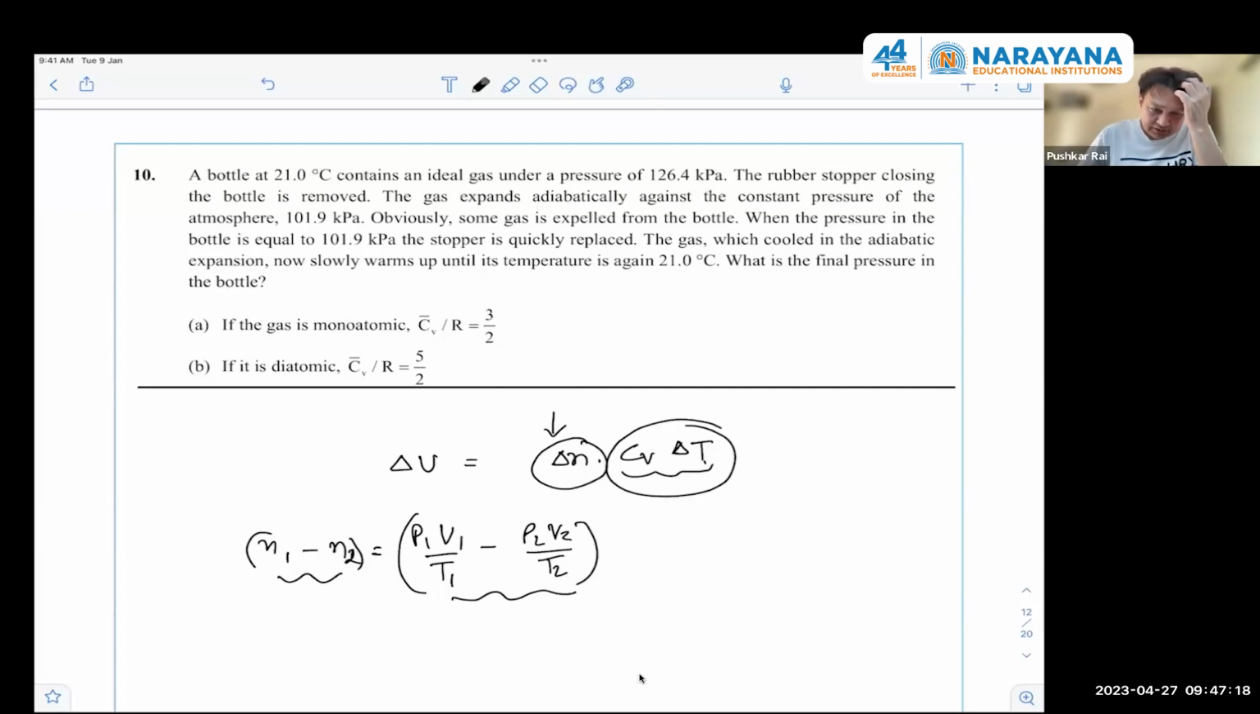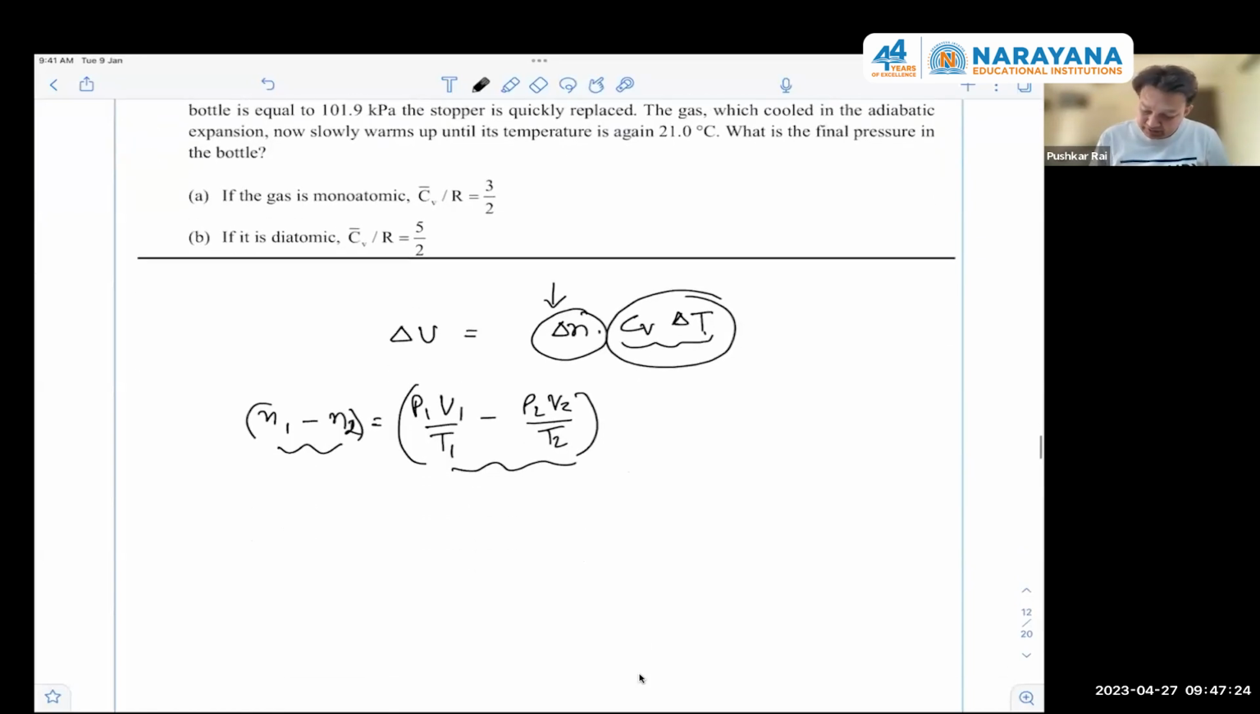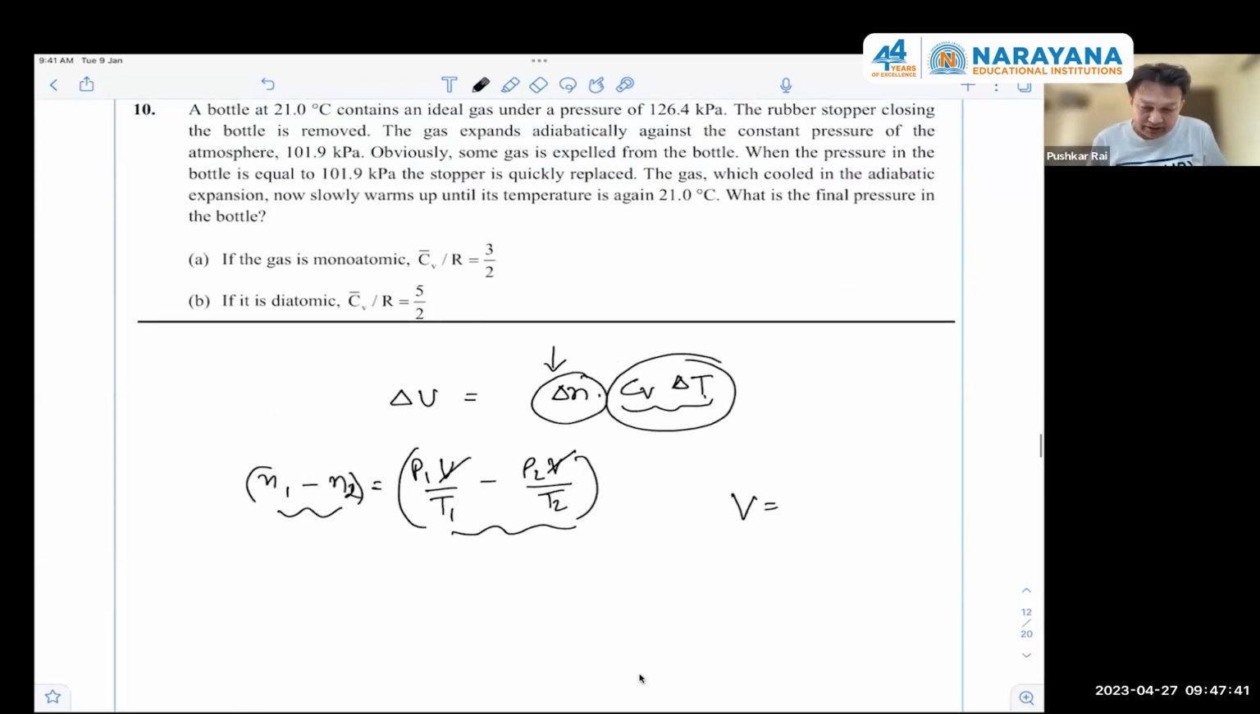Sir, isn't volume constant? Volume is constant. That's interesting. V is equal to constant. So Avinash, this V should be like this only, so it will not come in the equation. He's saying work should be 0. Doesn't really matter. Work will not be 0 because the gas is expanding.